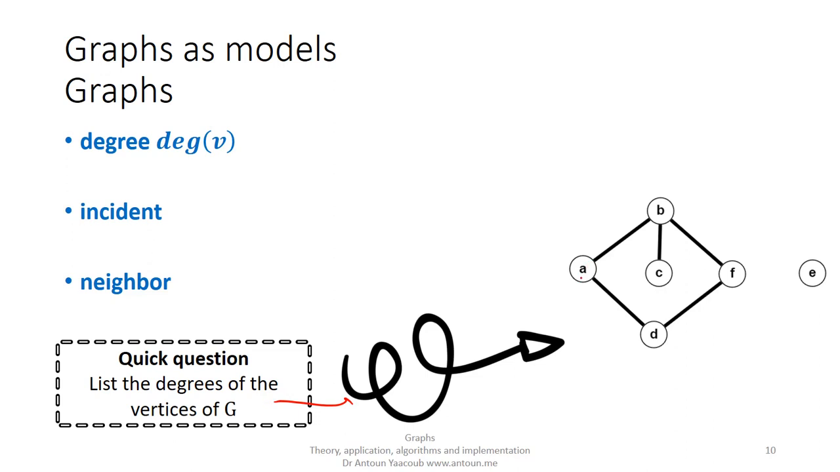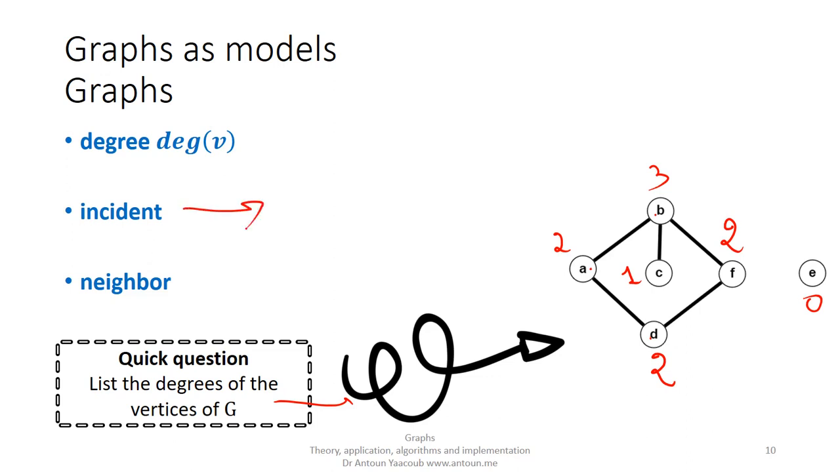What's the number of vertices that are adjacent to A? I can count 1, 2. So the degree of A is equal to 2. As for B, I can count 1, 2, 3, because there are 3 links, 3 edges that go from B. So this is 3. For C, it's equal to 1. For F it is equal to 2. For D it is equal to 2. And for E it is equal to 0, because it's connected to none of the other vertices. So we have calculated the degrees.